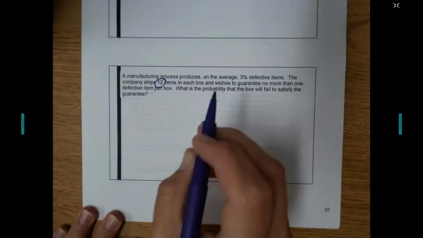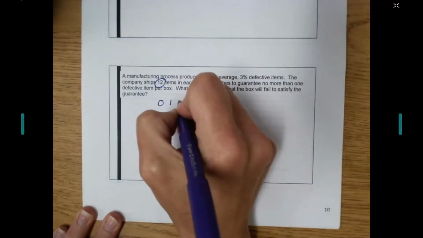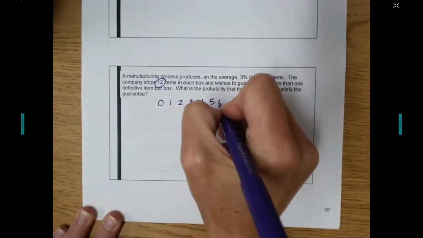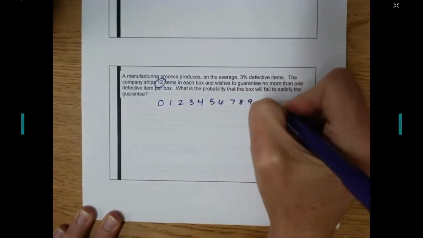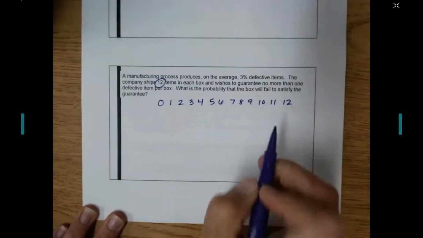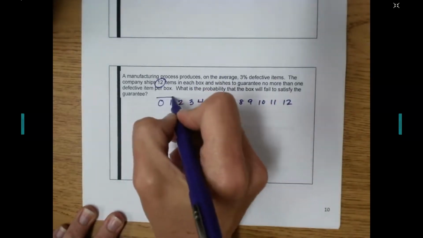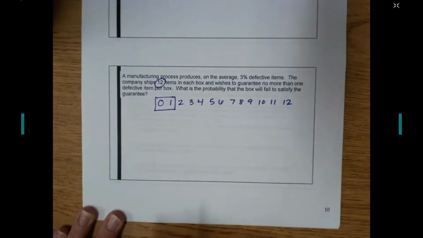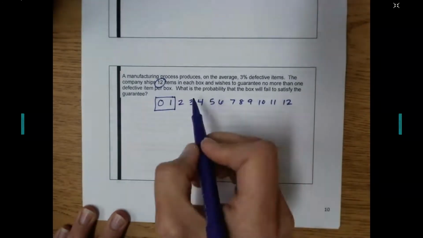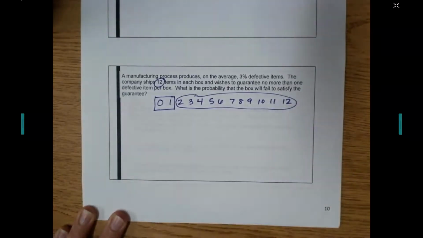Okay. Now, out of those 12 items, I could have 0 defective items. I could have 1, 2, 3, 4, 5, 6, 7, 8, 9, 10, 11, or 12 defective items, right? They want to guarantee no more than 1 defective item. So they want to guarantee that this is all that happens. Either 0 or 1, but no more. I want to know the probability that the box fails to satisfy that. I want to know the probability of having 2 or 3 or 4 or 5 all the way up to 12.